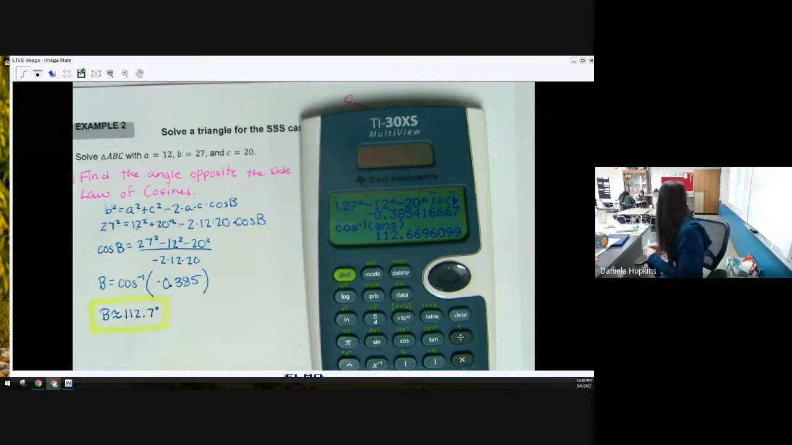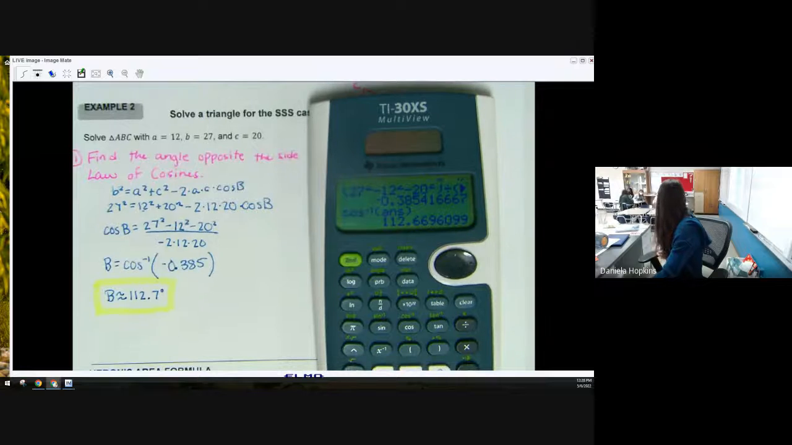Any questions about that, or did anyone get something different? Do we understand why we did cosine inverse? That makes a lot of sense.